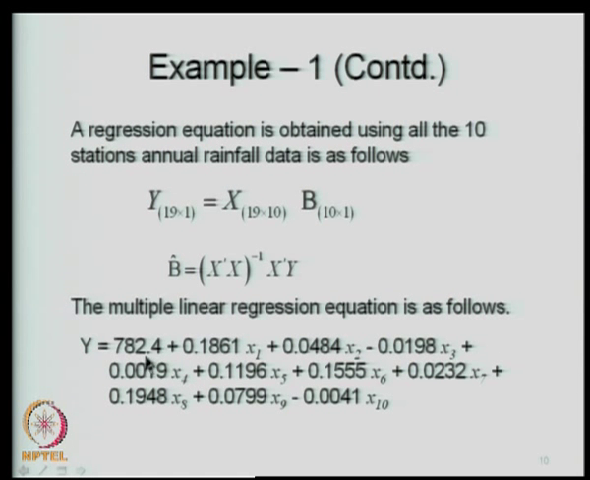And so, you will get a regression of this type. We also introduce the intercept there. You just recall from your multiple linear regression. Then you get an expression of y as a function of these 10 variables and you get the intercept as 782.4.